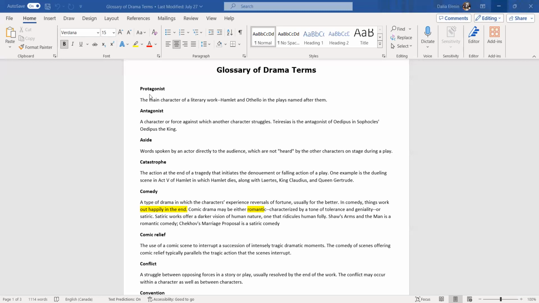Right, the opposite of protagonist is the antagonist, coming from the word anti, which is against. So antagonist is the character or the force against which another character struggles. Like if you have good and evil, or if you have the rich and the poor, or you have the husband and maybe the ex-boyfriend of the main character. So this is all about one against the other. It could be a character, or it could be some kind of force.